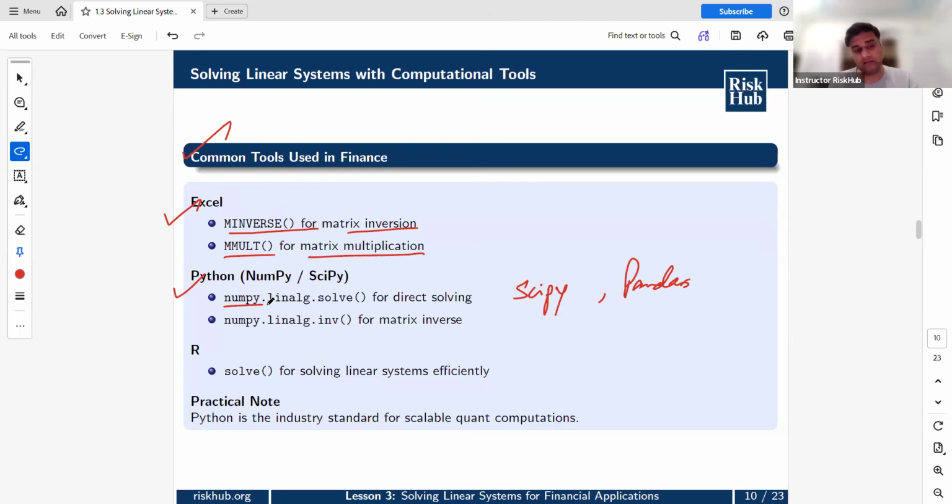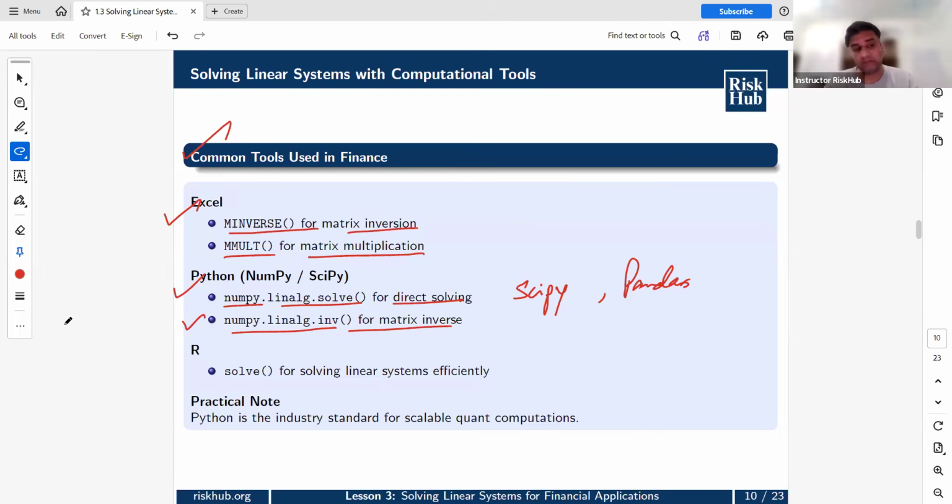So this is numpy.linalg.solve for direct solving, numpy.linalg.inv for matrix inverse. Very, very important: please understand solve is preferred over inverse. Why? Because it is internally optimized, more stable and efficient. At Goldman Sachs, JP Morgan, hedge funds, nobody manually computes inverses in the production system. They solve the system numerically, right?